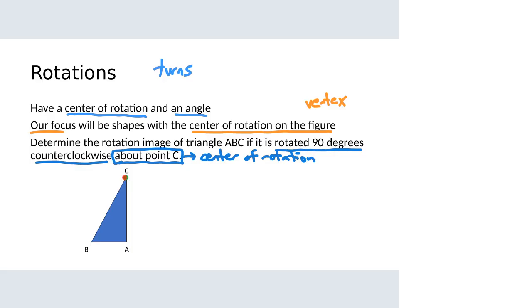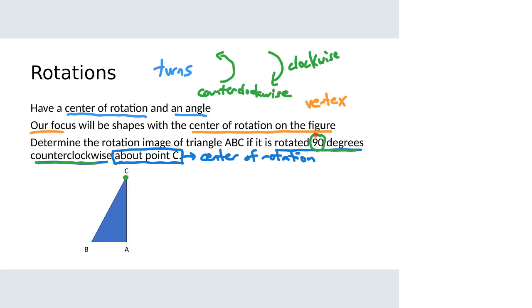Okay, so now I want to rotate this thing. I'm going to rotate 90 degrees. We'll get to that in a minute. Counterclockwise. Got to make sure we know which way that is. So clockwise is this way, the way that the hands on the clock would move. And then counterclockwise is the other direction. So I'm moving this thing counterclockwise 90 degrees.